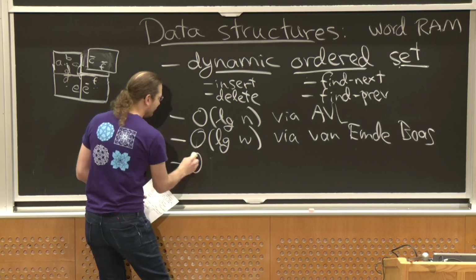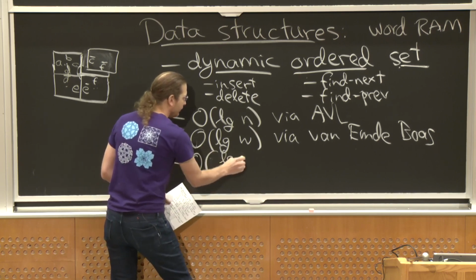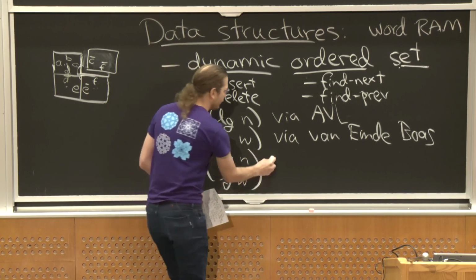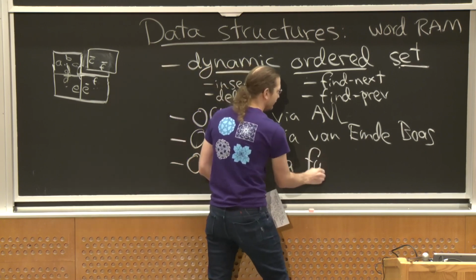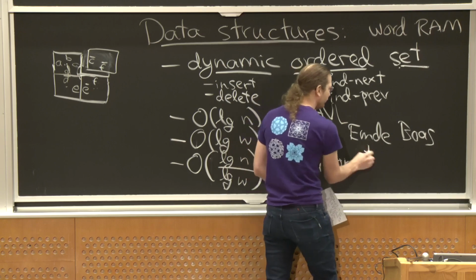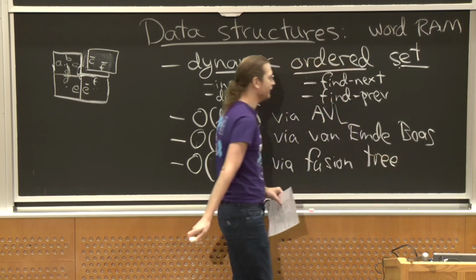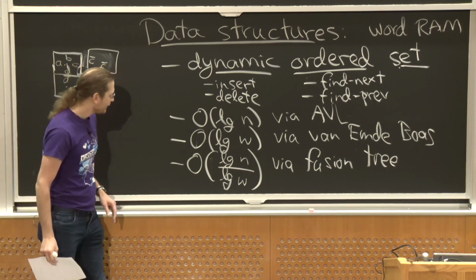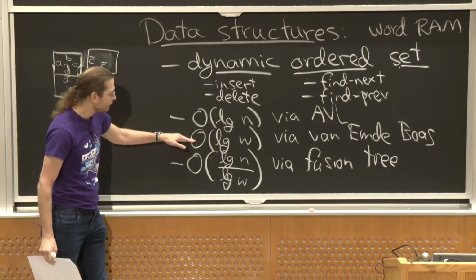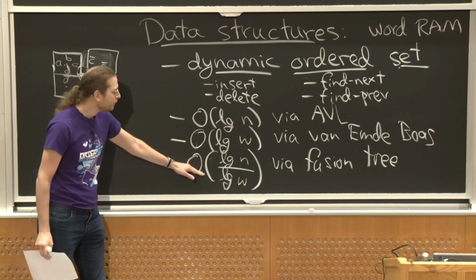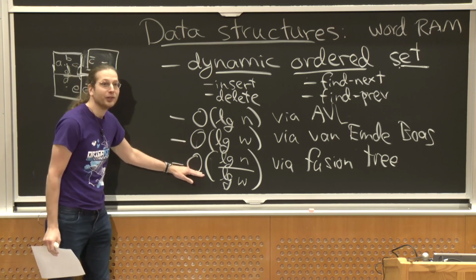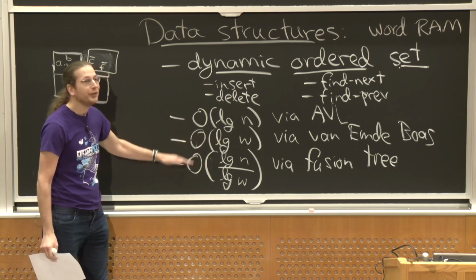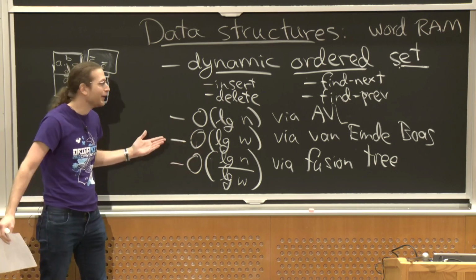On the other hand, there's another data structure which runs in log n divided by log w. This is called fusion trees. This was invented around the time that cold fusion was in the news, and so they wanted data structures to represent. So we can achieve this bound, or we can achieve this bound. And this bound is good if w is large. This bound is good if w is small. And so you can always take the min of the two, whatever's better.